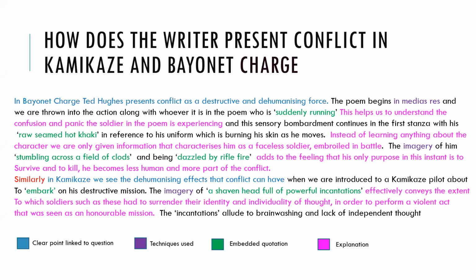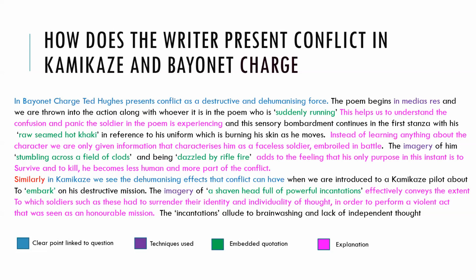So when the question says, how does the writer present conflict in Kamikaze and Bayonet Charge? You must start with a really clear point that answers that question. So in Bayonet Charge, Ted Hughes presents conflict as a destructive and dehumanising force. The poem begins in media res, and we are thrown into the action along with whoever it is in the poem who is suddenly running.